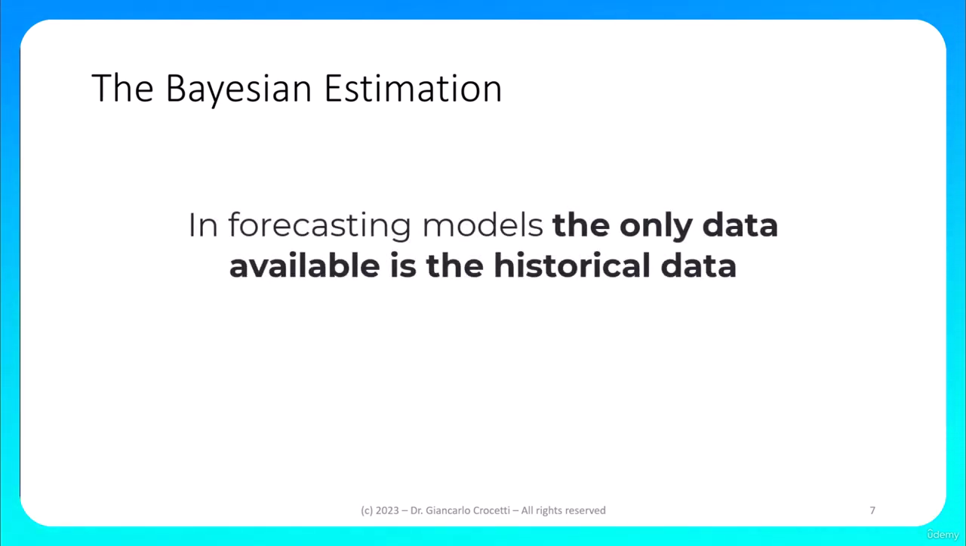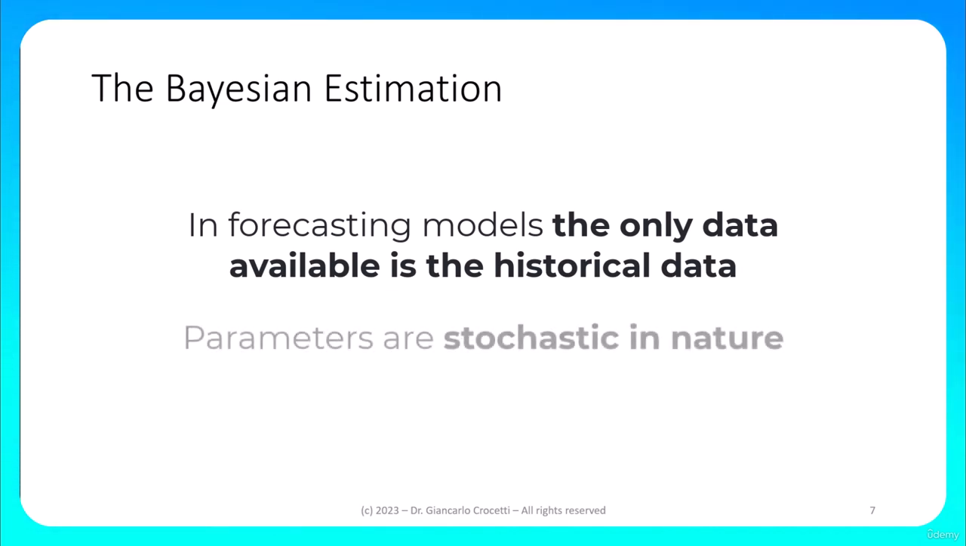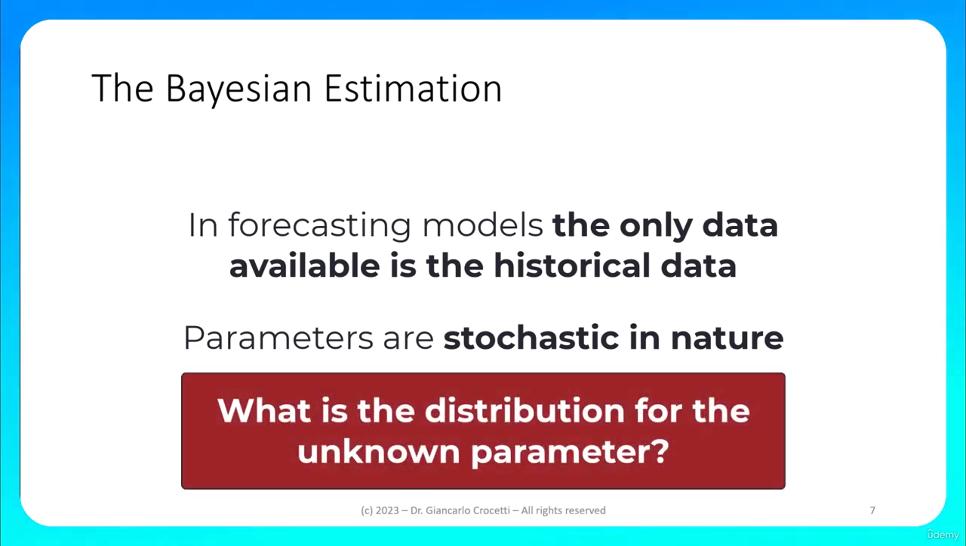In forecasting models, the only information available is the historical data. Because the unknown parameter can take many values, it will necessarily be stochastic in nature and belong to a certain distribution, and the right parameter will be the most likely value for this distribution. The question then becomes which distribution this parameter will take. We can formulate this problem using the Bayes theorem by asking what is the probability of seeing theta given the available data. This is the formulation of the Bayes theorem for parameter estimation, in which each probability is a probability distribution rather than a single value.